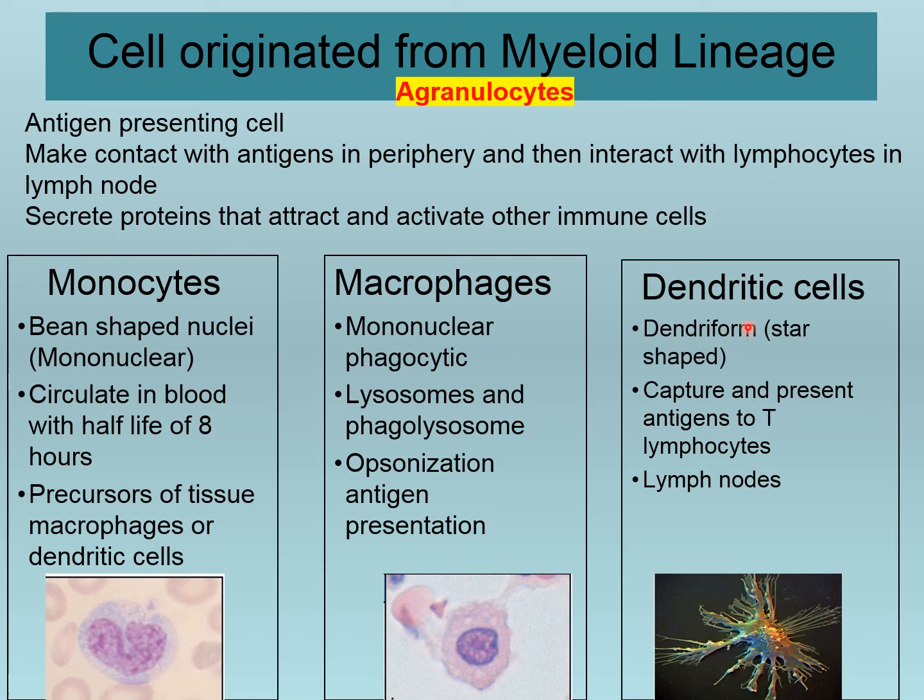The third type of agranulocytes are dendritic cells, which have these branching shaped cells or star shaped, and they are also the antigen presenting cells because they capture and present antigen specifically to T lymphocytes. These cells can be present on non-lymphoid areas as well as lymphoid tissues like lymph nodes.